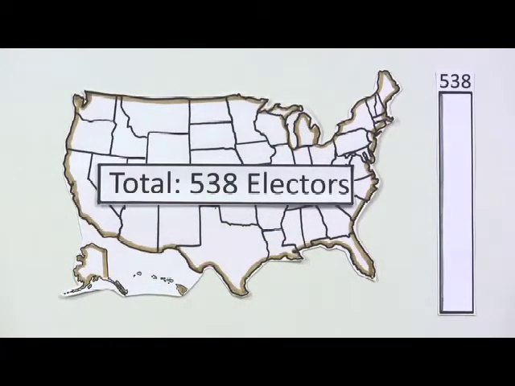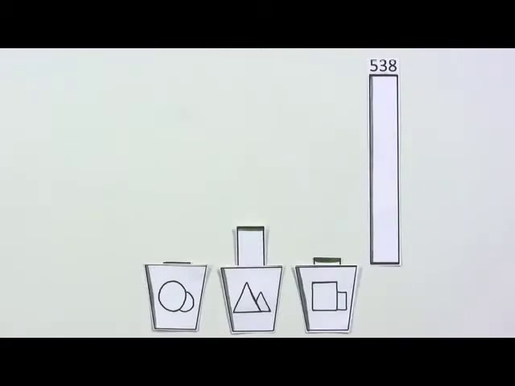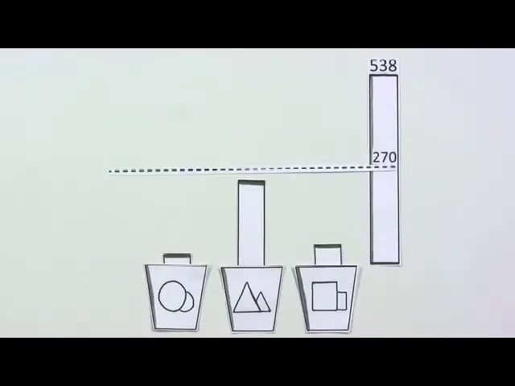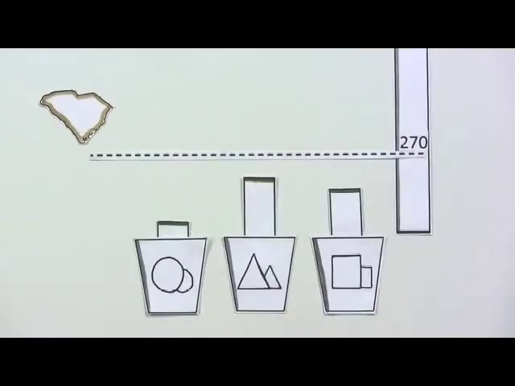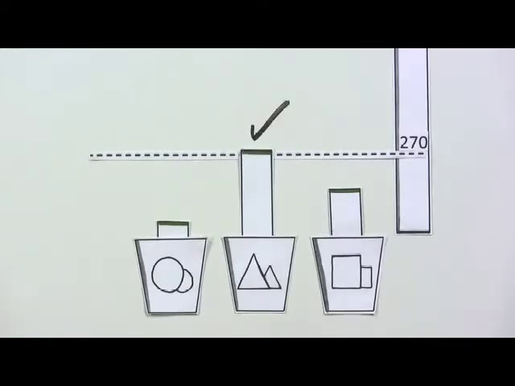in total. The candidate's goal on Election Day is to win the majority of 538, or 270 electors. Once a candidate wins enough states to reach the 270 majority, they have won the election and become the president-elect.